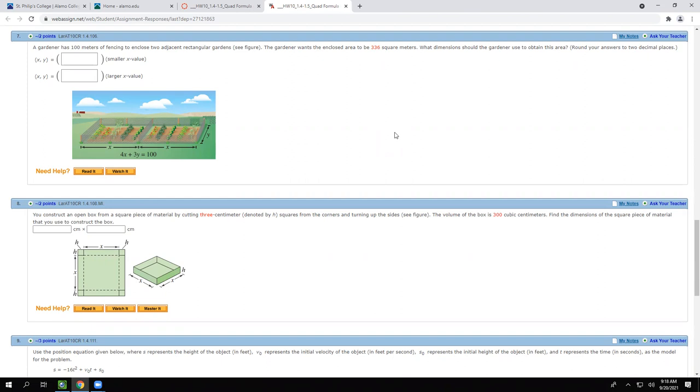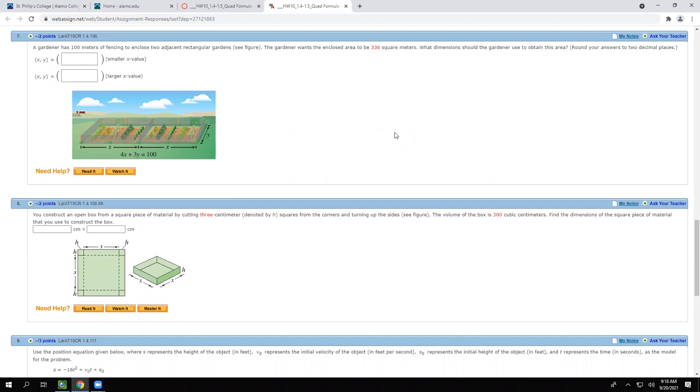Okay, and then they say that this is X. This is X, and then this is Y. And they have the equation 4X plus 3Y equal to 100. And it says, the gardener wants to enclose an area of 336 square meters. What dimensions should the gardener use to obtain this area?